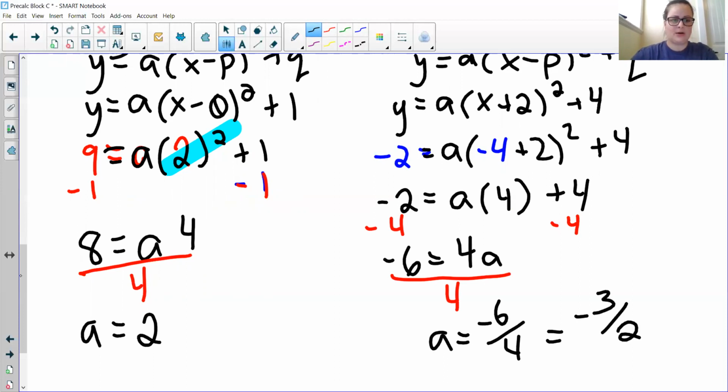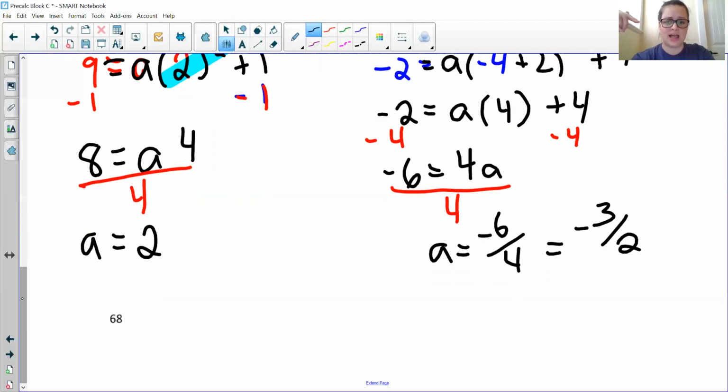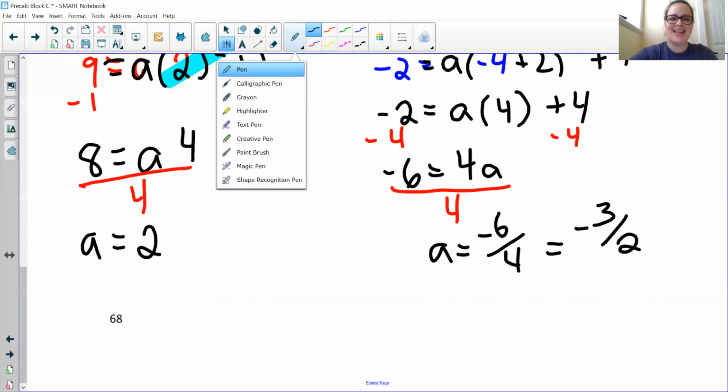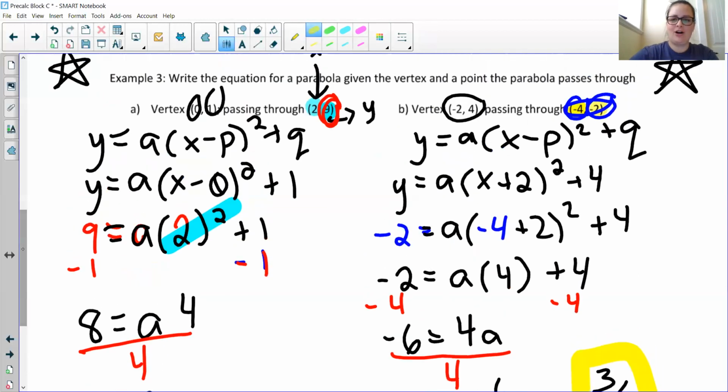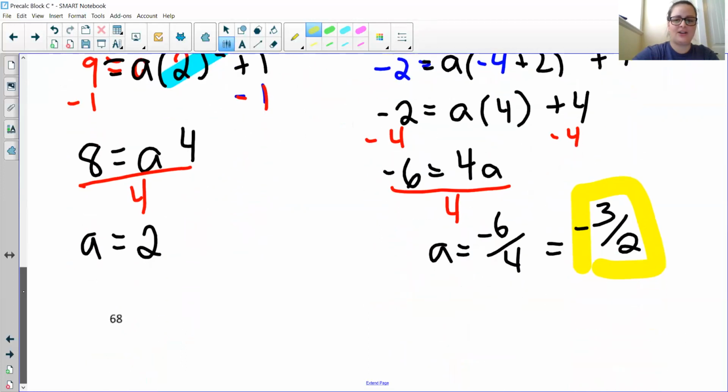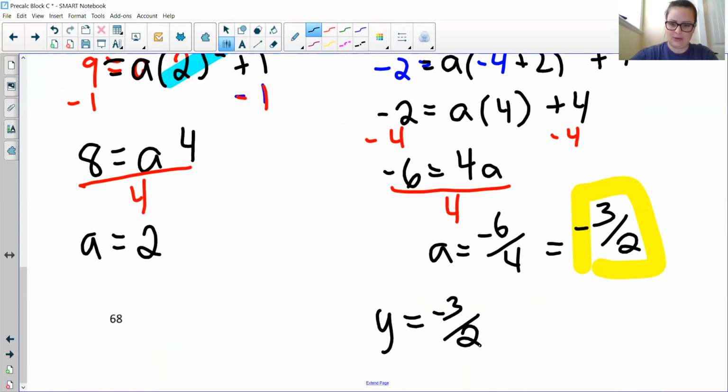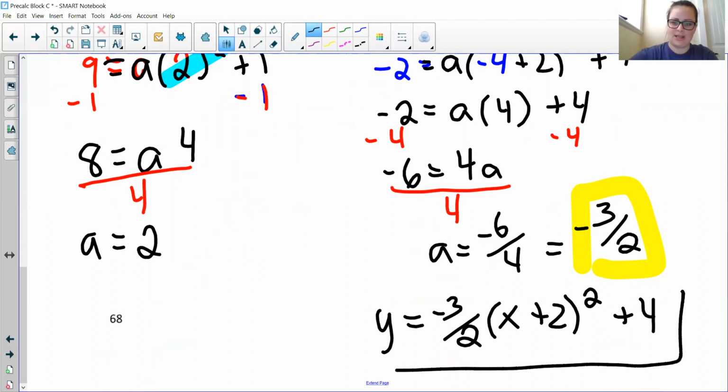So now I figured out a, and I actually forgot to do this on the last one. Now I have to write out the full equation. So I figured out what a is, and I already had the almost equation up here. So now I'm just going to rewrite that equation, and now that I know what a is, I'm going to put negative 3 over 2 in for a. So it's going to be y equals negative 3 over 2 (x plus 2) squared plus 4. So here is my full equation.